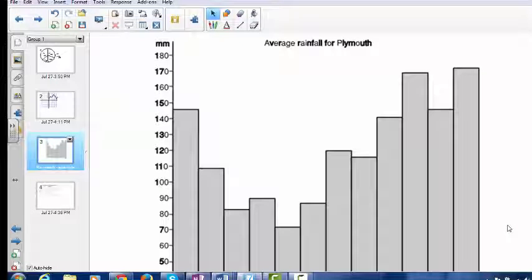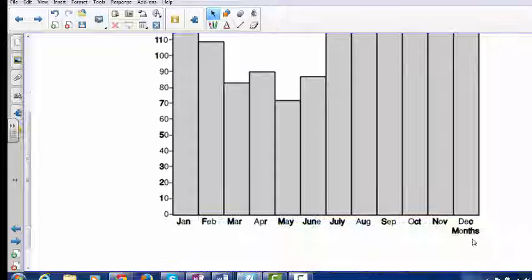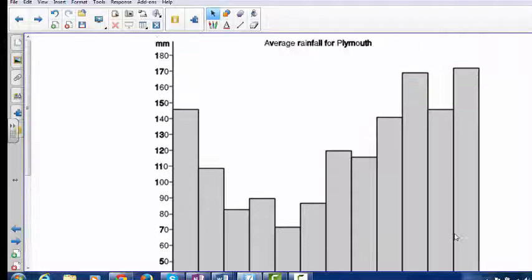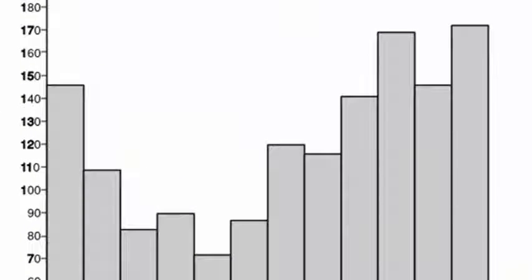When we are using this one, it's for average rainfall for Plymouth. If you see the x-axis, it's January, February, March, April. So this is per month for the 12 months per year. And we see the quantity of our average rainfall in millimeters. In January it was approximately 146 millimeters.